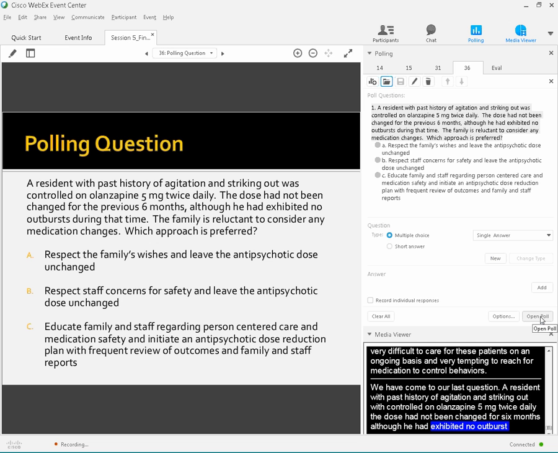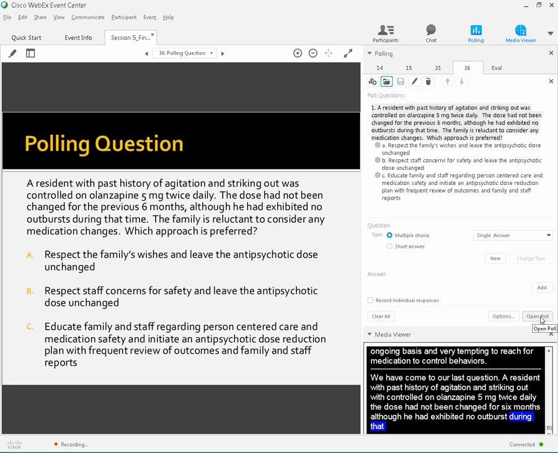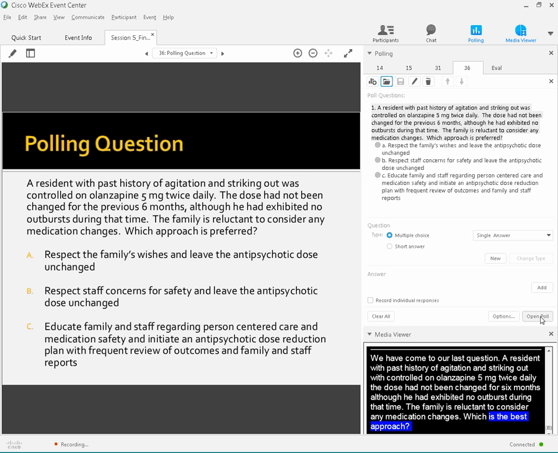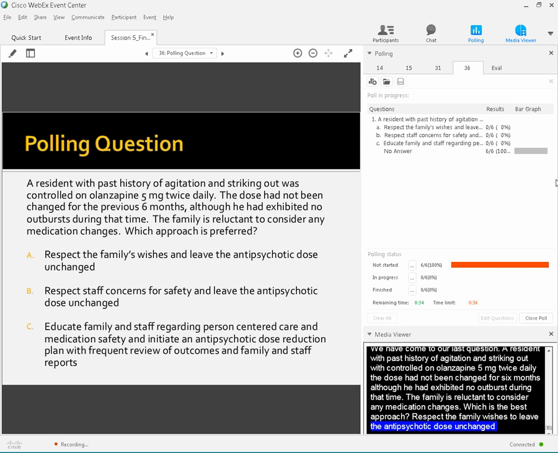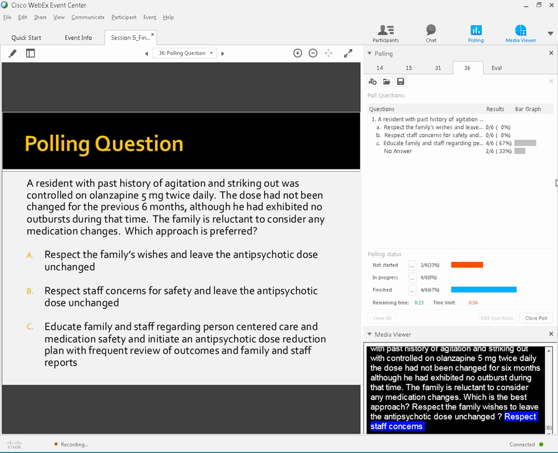A, respect the family wishes and leave the dosage unchanged. B, respect staff concerns for safety and leave the antipsychotic dose unchanged. Or C, educate family and staff regarding person-centered care and medication safety and initiate an antipsychotic dose reduction plan with frequent review of outcomes. So select the best answer and hit submit.